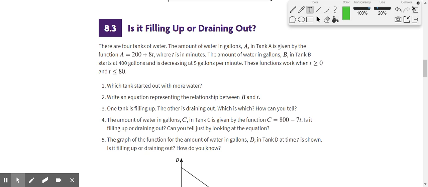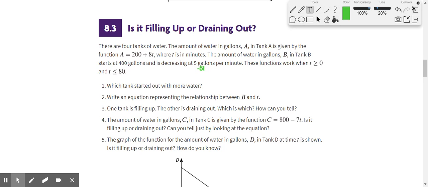For this problem, we have 4 tanks of water with functions that represent each one. So the amount of water in tank A is represented by 200 plus 8t, where t is time in minutes. So it starts with 200 gallons and then you add 8 gallons per minute. The amount of water in B starts with 400 gallons and then you're decreasing 5 gallons per minute. And that would be represented with, we're subtracting, because it's decreasing, 5 times t.